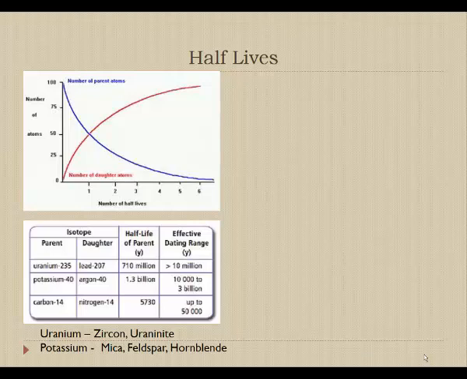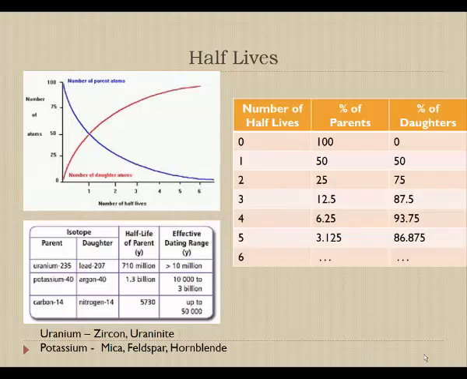So a graph is one way to track how the population of atoms or isotopes may be transforming over time. I find it's a little bit easier to understand in a table. So here I have created a table for you, and this table basically tracks the same thing that we see in the graph over on the top left.